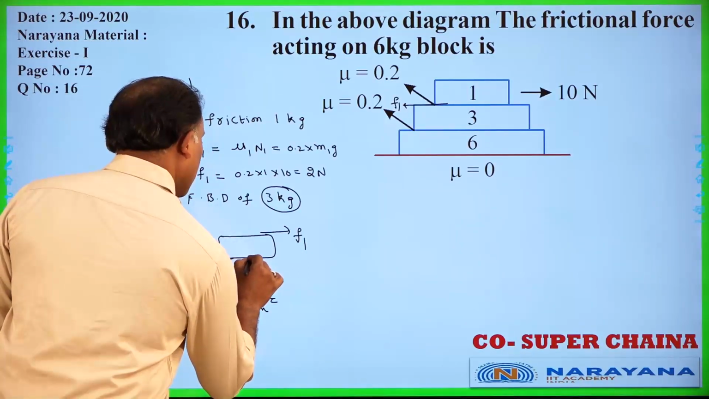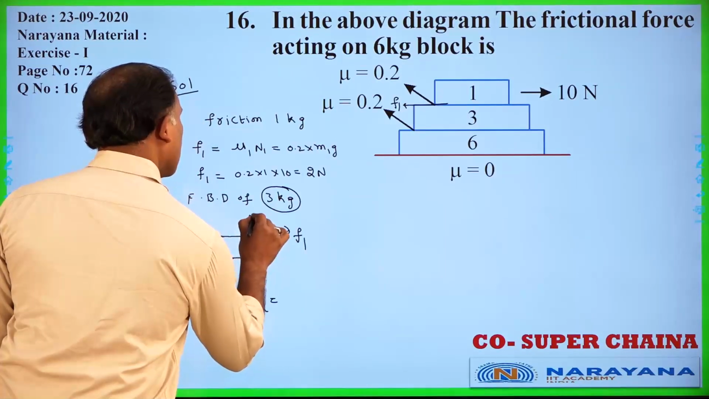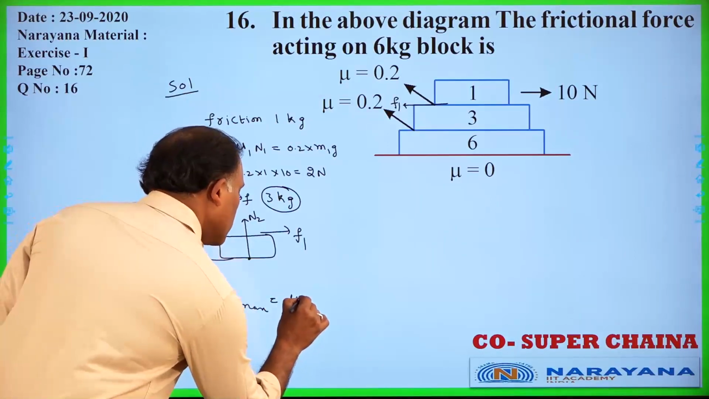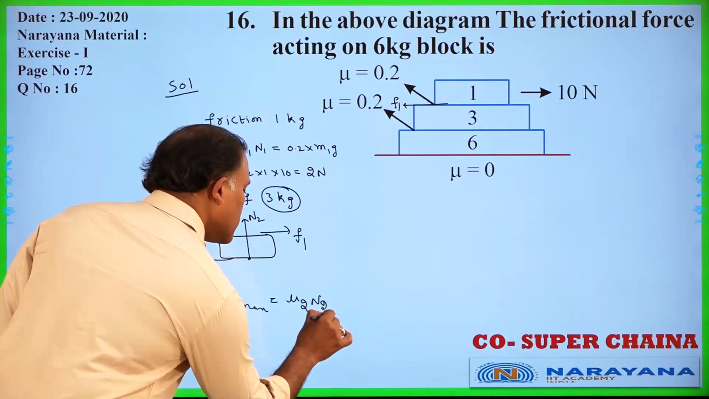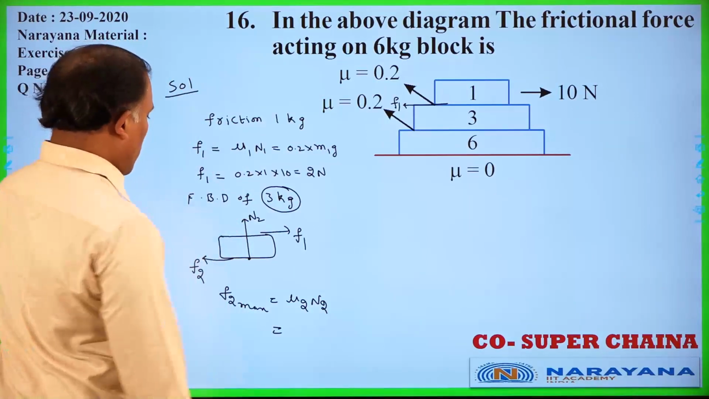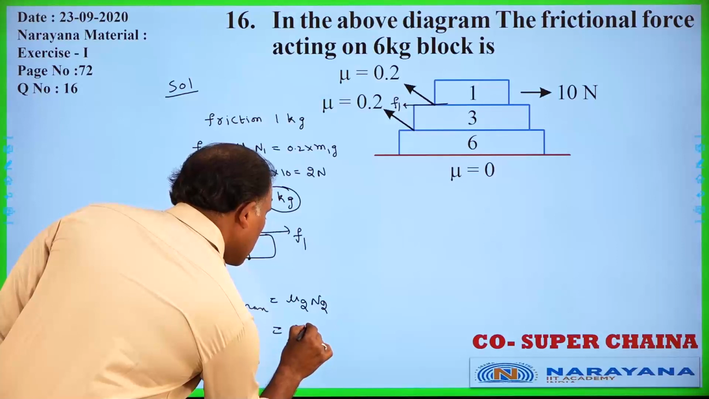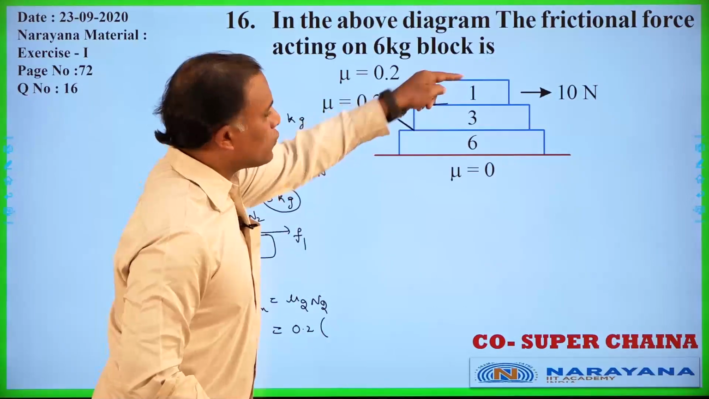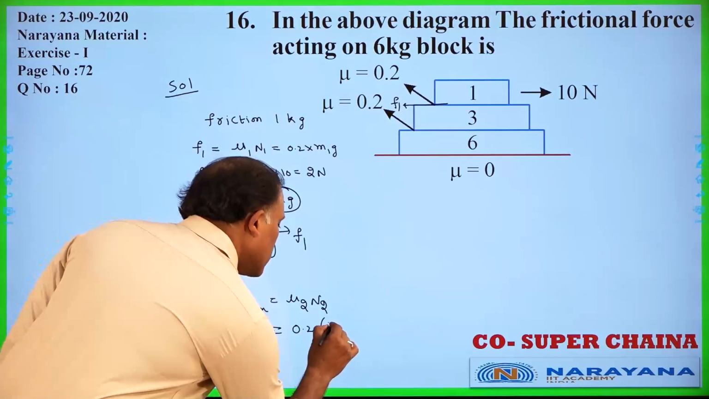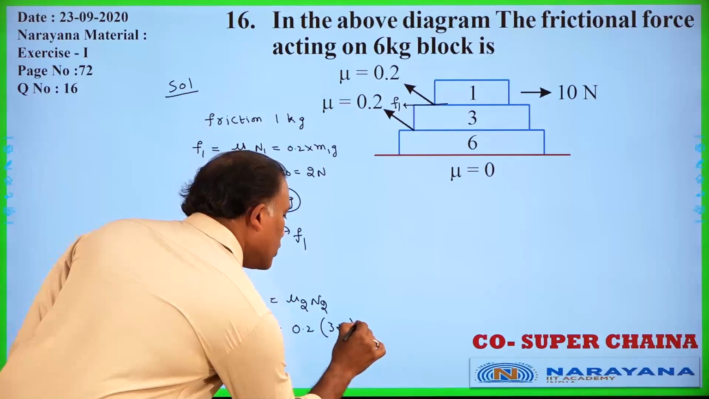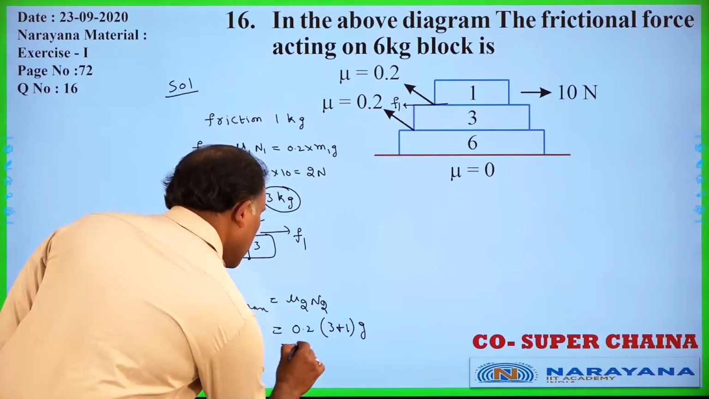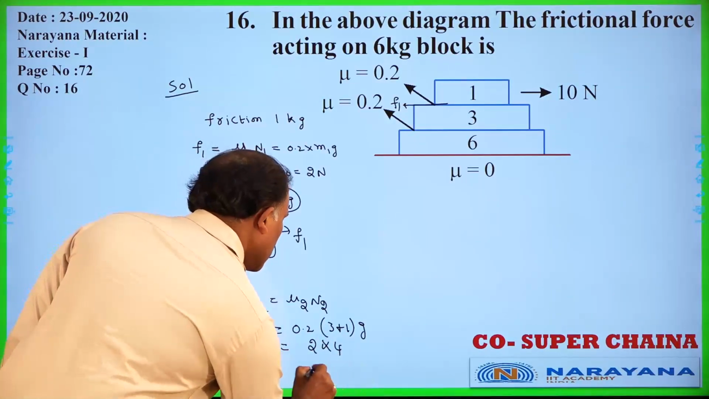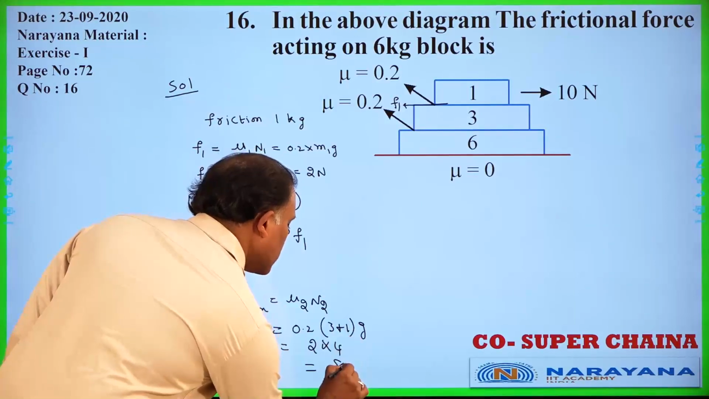F2 maximum is equal to mu2 N2. Here is the normal reaction upward, N2. What is the mu2 value? Mu2 is 0.2. N2 means this 3 kg block needs to bear this 1 kg block also. Then that is 3 plus 1 into gravity. So 3 plus 1 is 4, 2 into 4, that is equal to 8 Newton.